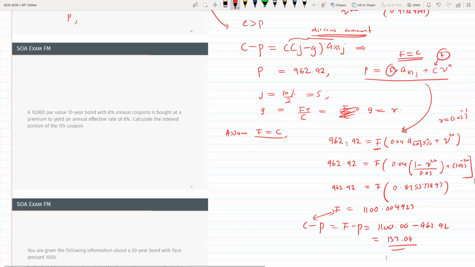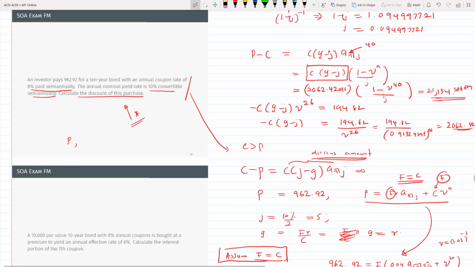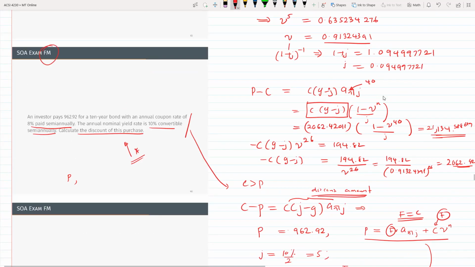Now, this can be done only under this assumption. If you assume the face value is not the same as C, then you cannot do this problem. Then you need more information, because then you have only one equation with two unknowns. But if you assume face value equals redemption amount, then yes, you can do this problem. So this is actually an exam FM question. So I think you have to assume F equals C in some questions. So you have to be careful which question you need to assume.